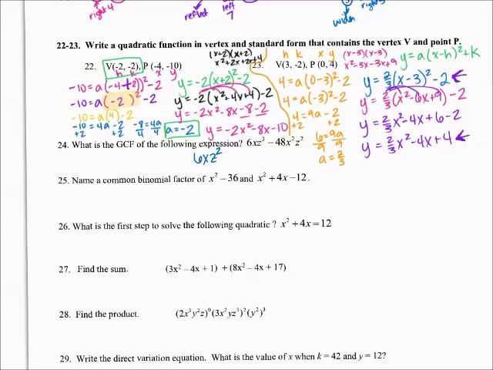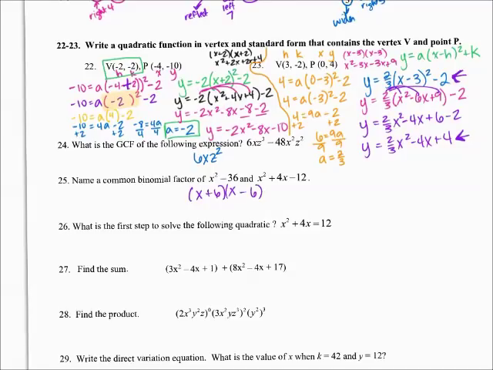For number 25, we need to name a common binomial factor of those two. So that means we have to factor both of them. So on x squared minus 36, if you notice, that's a difference of squares, there is no GCF. That is going to factor. Let me put my two parentheses. X, a 6, a plus, and a minus.